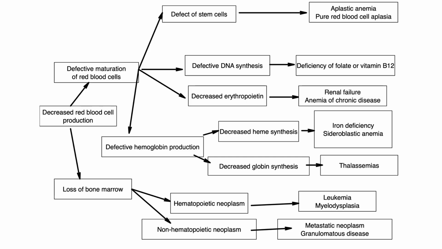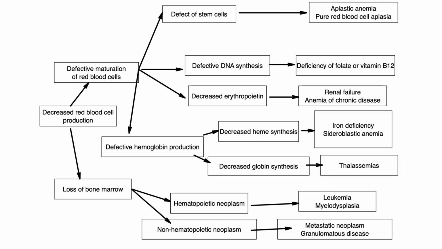Okay, so we talked about blood loss. We talked about increased destruction. Then the other mechanism is decreased red blood cell production. So with this, either you can have a defective maturation of the red blood cells, or you can have loss of the bone marrow itself.